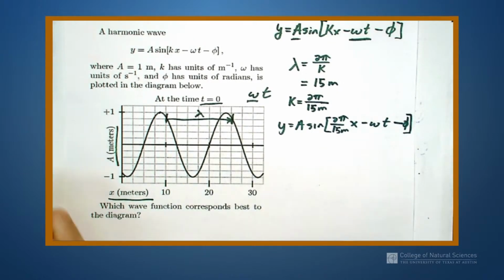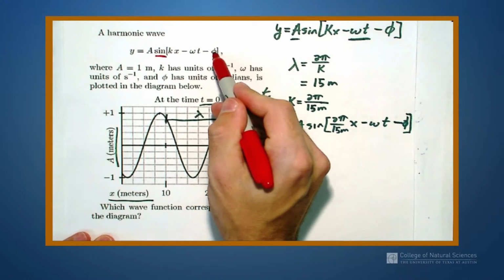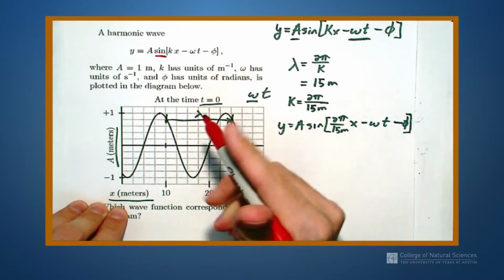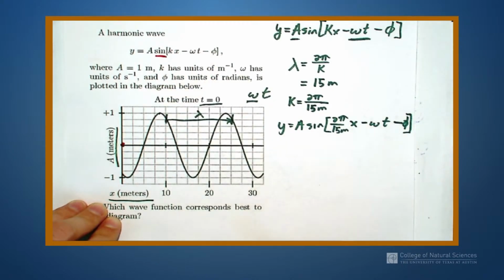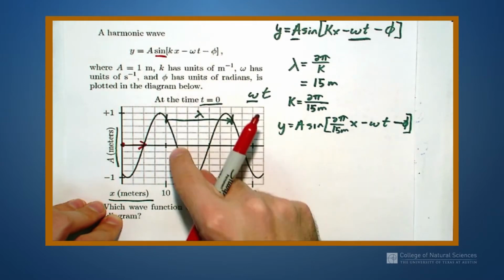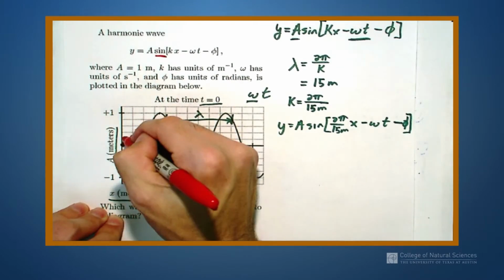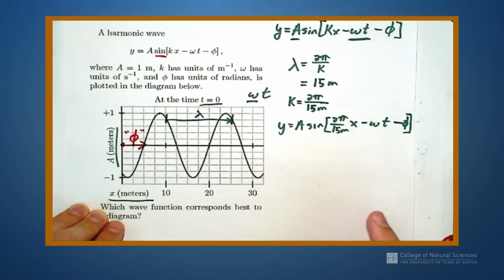And I'm not done yet because I don't know what phi is. Phi is actually a little bit of a tricky thing. I know what a sine function looks like. If I were to plug this in with just kx minus omega t and no phi, the graph would have to start right there, because at 0 position, at 0 time, sine of 0 would be 0. But I don't. I see that I am shifted a little bit over. I still start with the up, down, but I started a little bit in. So that is my phase shift. It's not the actual phase shift, because the phase shift has units of radians and this has units of meters.